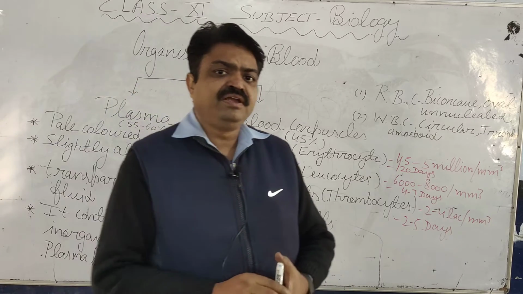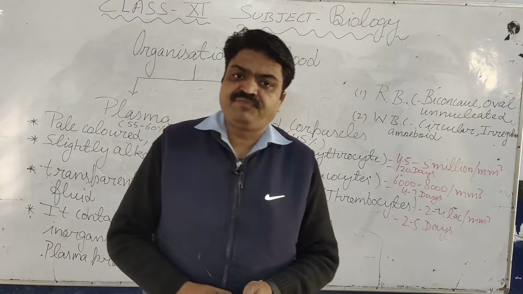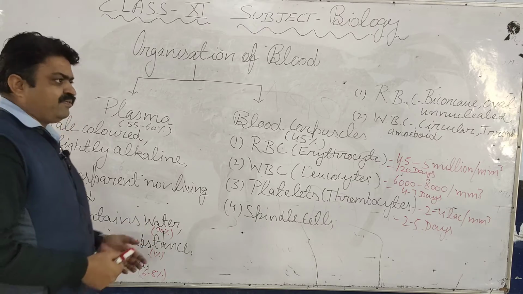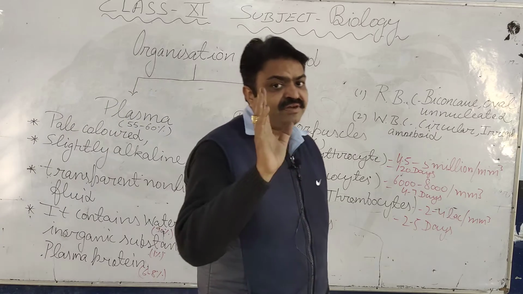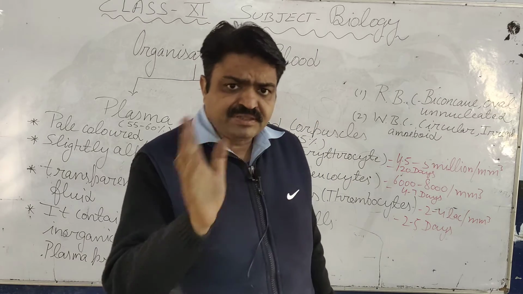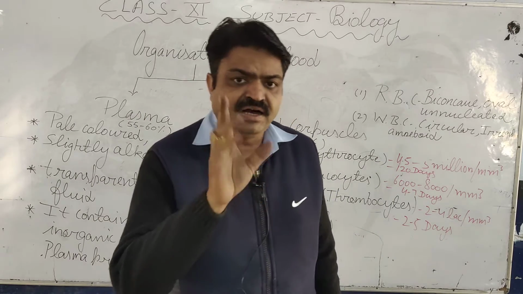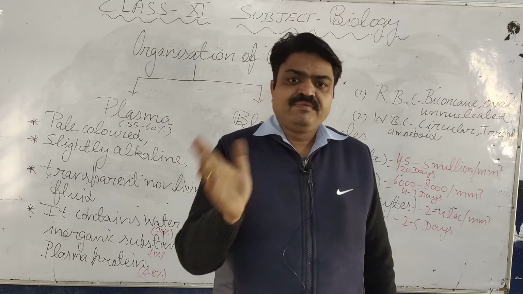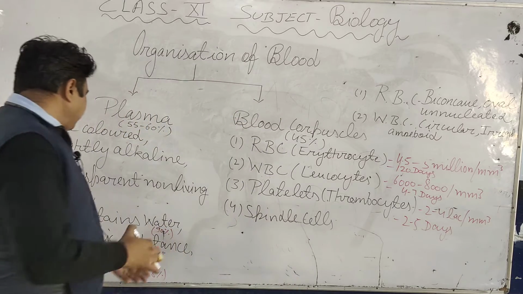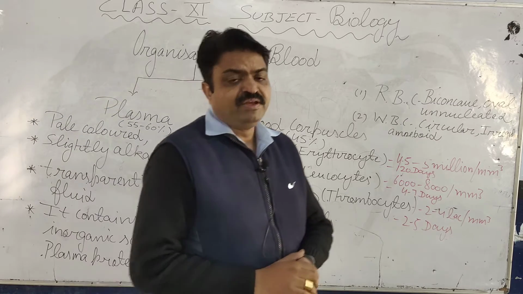And it contains different components. Mainly which component is found in this? It is water. And what is its percentage? Its percentage is 90%, which means in the plasma 90% water is found. With the 90% water, other inorganic substances are also found, like sodium, magnesium, calcium and potassium ions. They are inorganic substances. So 1% inorganic substances are found in the plasma.